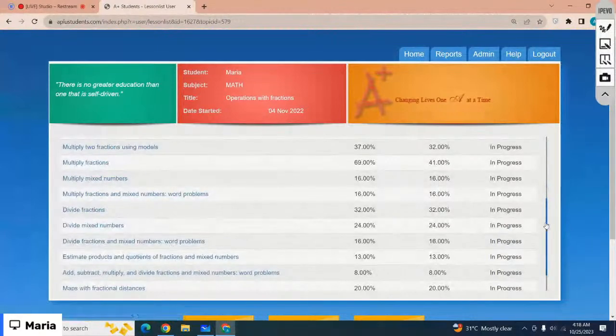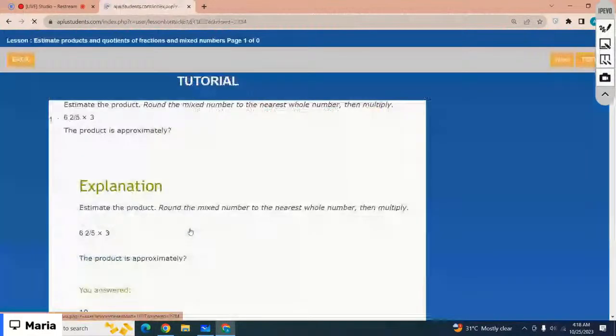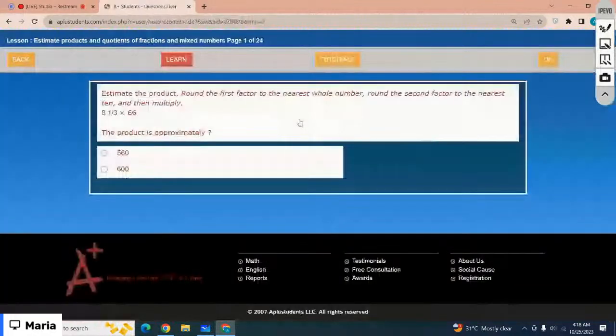Let's just start with the one on estimating products and quotients of fractions and mixed numbers. In the last lesson we learned how to estimate mixed numbers, right? So here you have to estimate the mixed number and then find the product, right? That is 8 whole 1 over 3, right? 1 over 3 is less than 1 over 2.